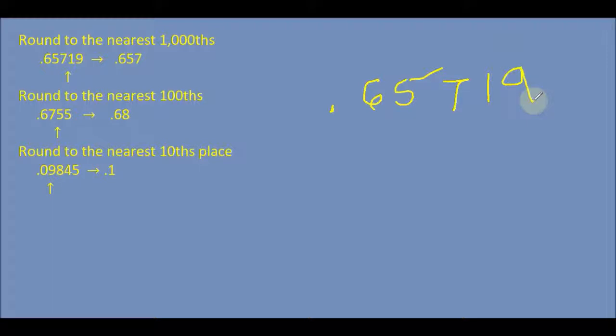So we've got 0.65719, and we're rounding to the nearest thousandths place. Remember, there's no ones place to the right of the decimal point. So there's the tenths spot, the hundredths, the thousandths, the ten-thousandths, the hundred-thousandths, and so on. We want to look at the thousandths spot, which is right here, and then look to the right of that number, which is a 1.